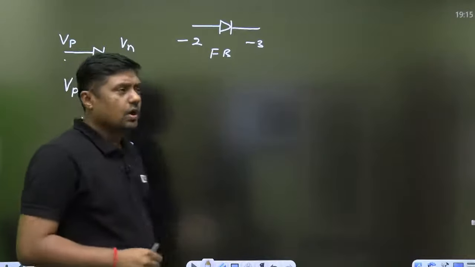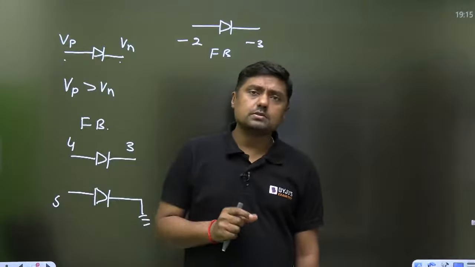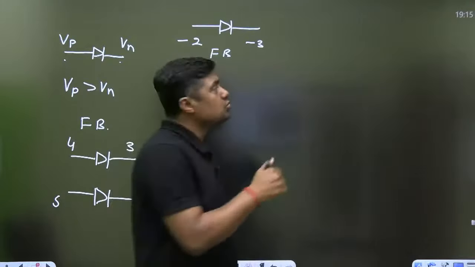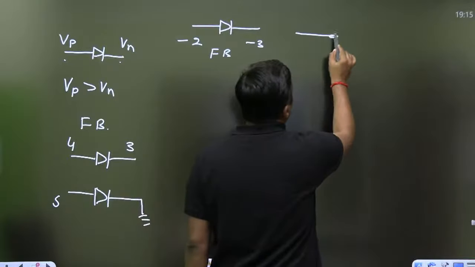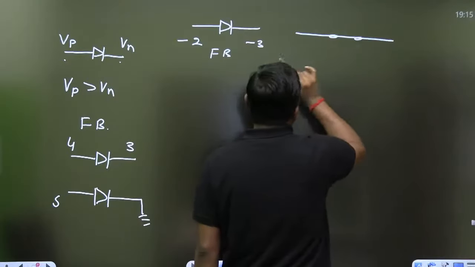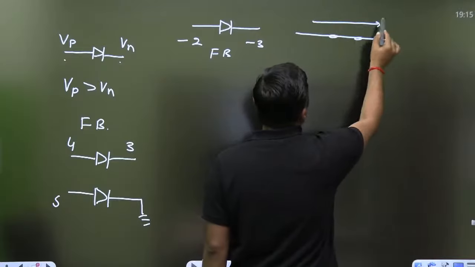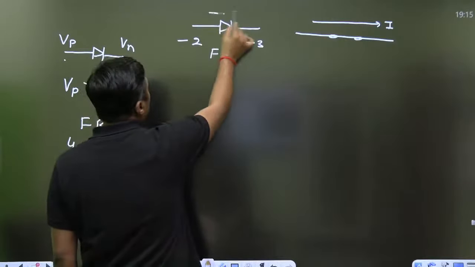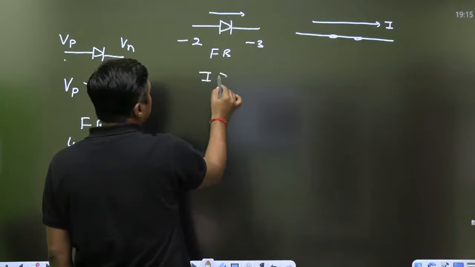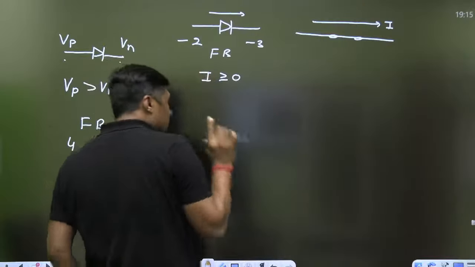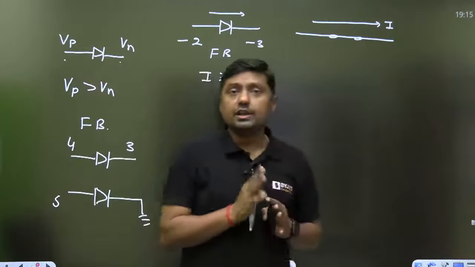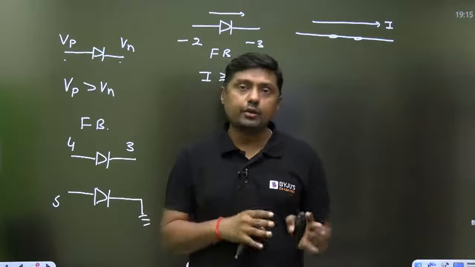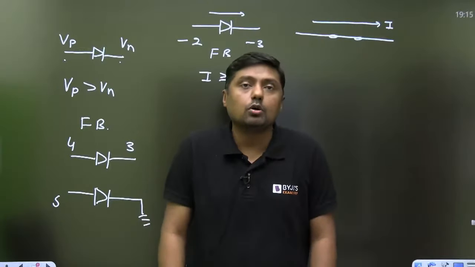Remember guys, once the diode is forward bias, it will ideally act as what? Short circuit. Ideally, it will act as a short circuit and it will allow the current from P side to N side. And always remember, when the diode is forward bias, the current will be greater than or equal to 0. It will not allow the current in reverse direction from negative to positive terminal. I am talking about the ideal diode.